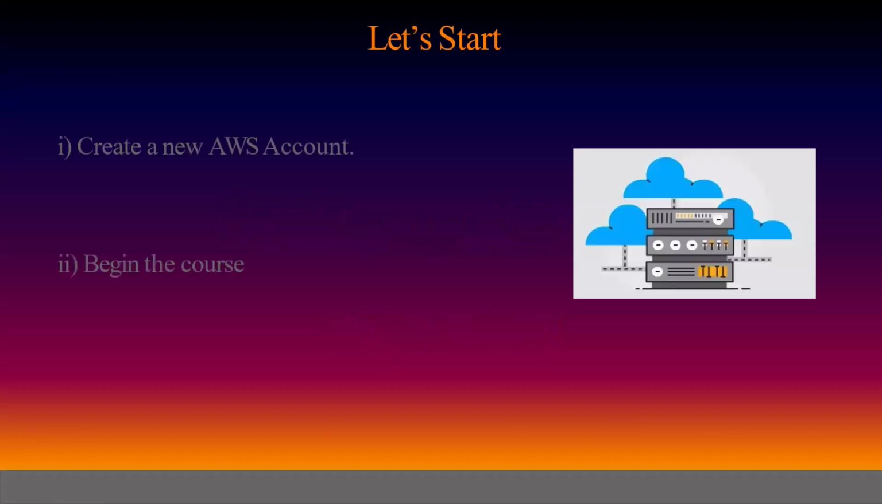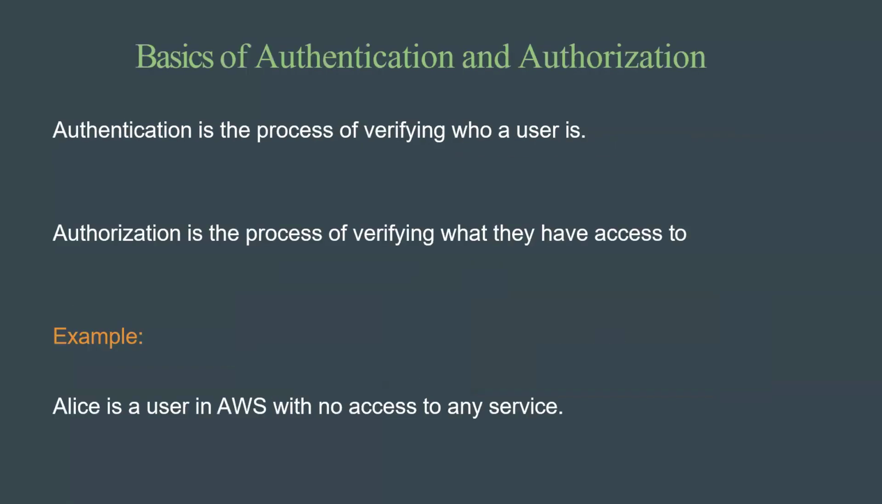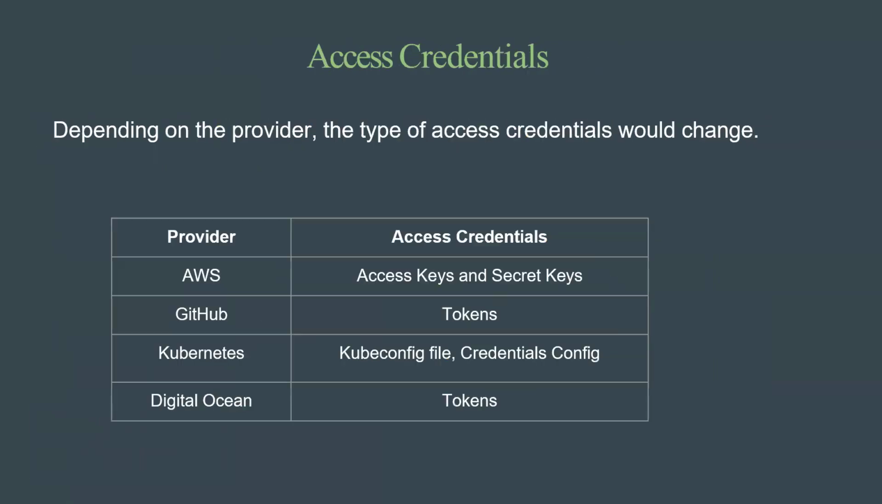Setting up the lab. You already have a free-tier account. Basics of authentication and authorization: you can create a username and password, and what we need are access keys and secret keys. GitHub uses tokens, Kubernetes uses a kubeconfig file for credentials. Depending upon the provider, the type of access credentials changes.